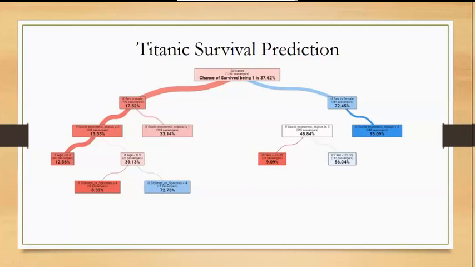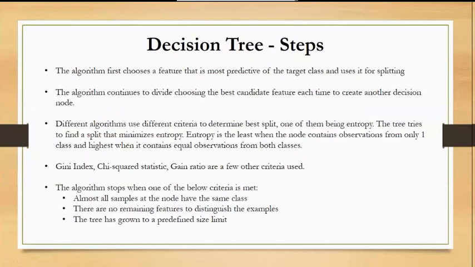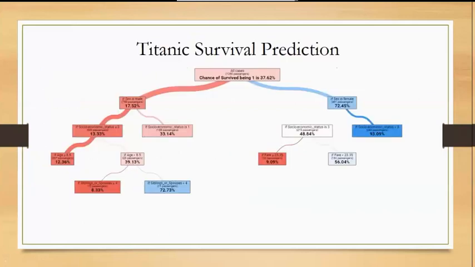Now the algorithm continues to divide, choosing the best candidate feature each time to create another decision node. So as you can see, females are further split based on their socio-economic status. And those with status less than 3 have a 93% survival rate. So I can declare that there is a 93% chance of females with socio-economic status less than 3 surviving. You can also see that a male with less than 8.5 years having less than 4 siblings has a 72% chance of survival.